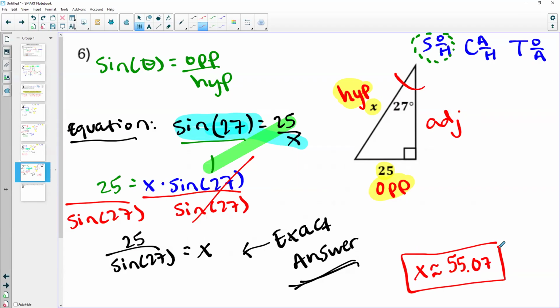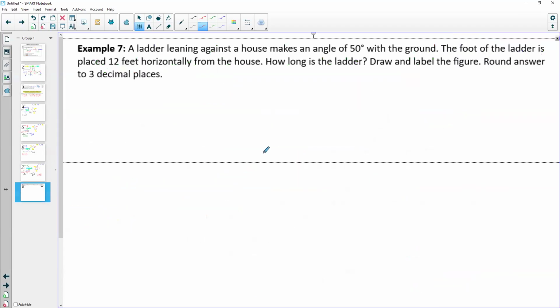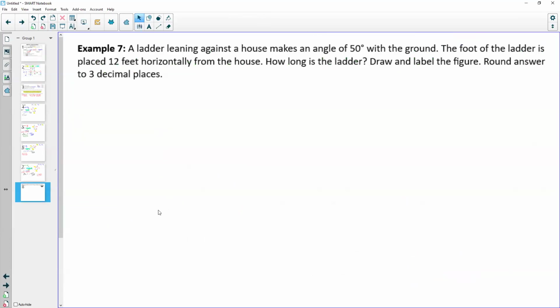Following those 4 steps, the last type of problem that we're going to look at here in the notes is a word problem. So if we look at example 7, now we're looking at a word problem. It says a ladder leaning against a house makes an angle of 50 degrees with the ground. The foot of the ladder is placed 12 feet horizontally from the house. How long is the ladder? Draw and label the figure. Round your answer to 3 decimal places this time.